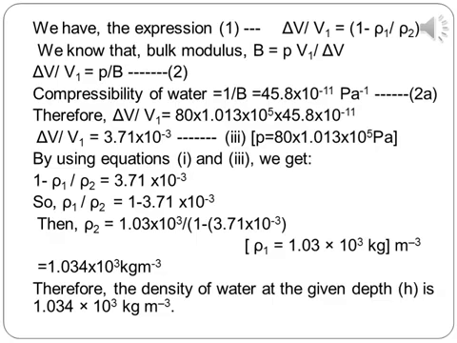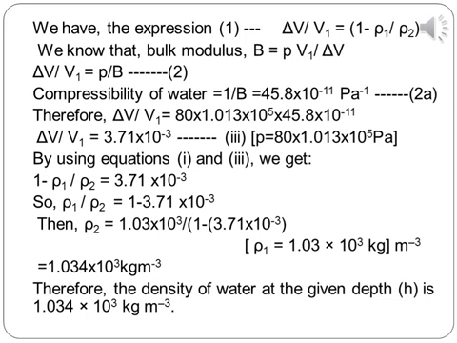By using the expressions 2 and 2a, we get delta V by V1 is equal to 3.71 into 10 the power of minus 3, which is the expression 3. By using the equations 1 and 3, we get 1 minus rho 1 by rho 2 is equal to 3.71 into 10 the power of minus 3. So, rho 1 by rho 2 is equal to 1 minus 3.71 into 10 the power of minus 3.